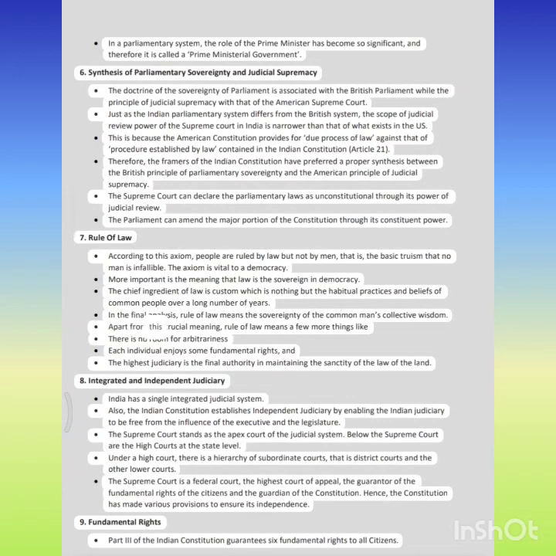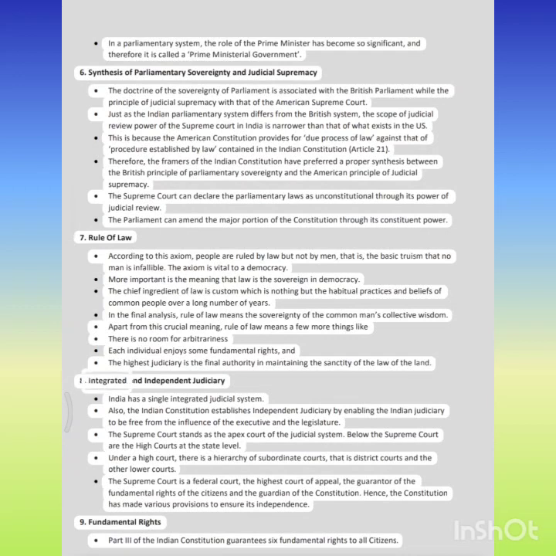Apart from this crucial meaning, rule of law means a few more things like: there is no room for arbitrariness; each individual enjoys some fundamental rights; and the highest judiciary is the final authority in maintaining the sanctity of the law of the land.